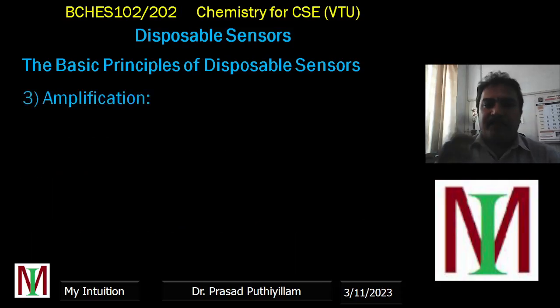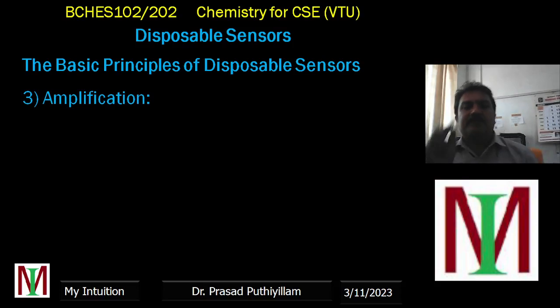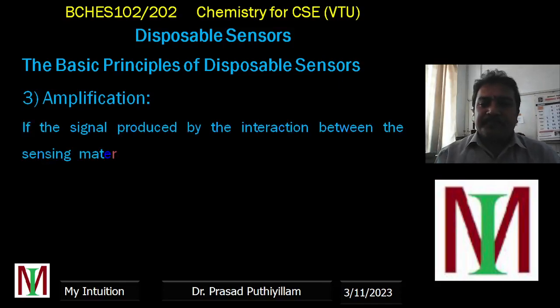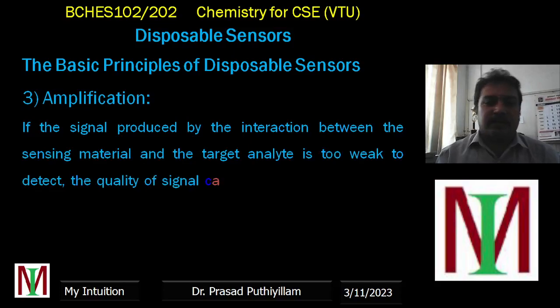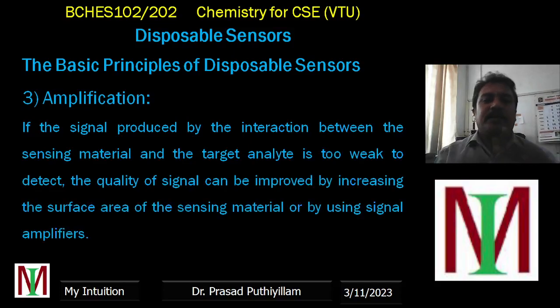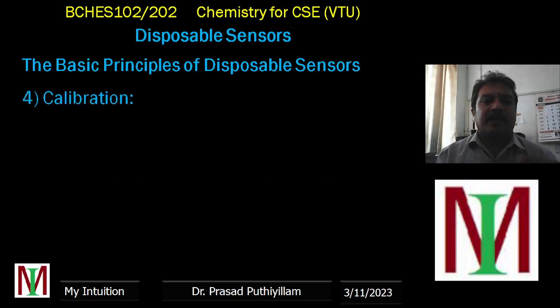Then amplification, because we are using a very small sensing element, and a very small amount of analyte is detected. Therefore, the produced signal also will be very, very small. It has to be amplified. So, for amplification, different techniques are used. As I said, the signal will be very weak. It has to be amplified using signal amplifiers.